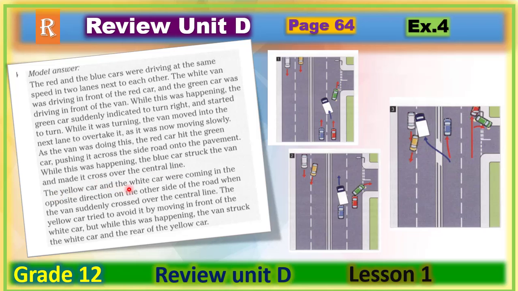The yellow car and the white car were coming in the opposite direction on the other side of the road when the van suddenly crossed over the central line. The yellow car tried to avoid it by moving in front of the white car, but while this was happening, the van struck the white car and the rear of the yellow car. This is a sample report. You can write about the accident using the pictures in front of you.